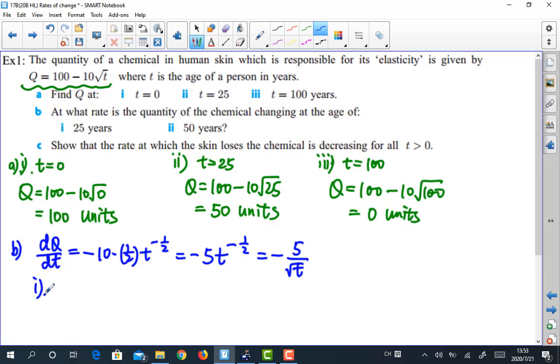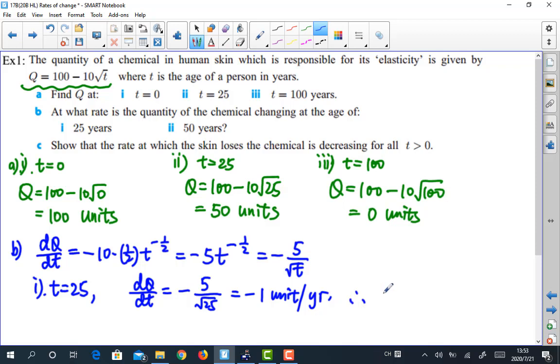So when t equals 25 years, the rate of change should be negative 5 over square root of 25. This is negative 1 unit per year. So when the person is 25 years old, the quantity of the chemical is decreasing at a speed of 1 unit per year.